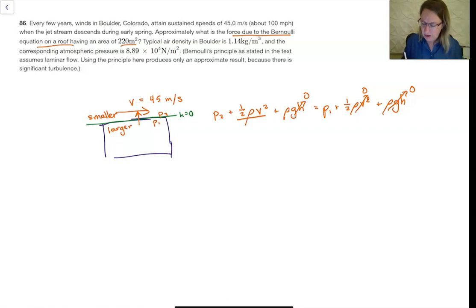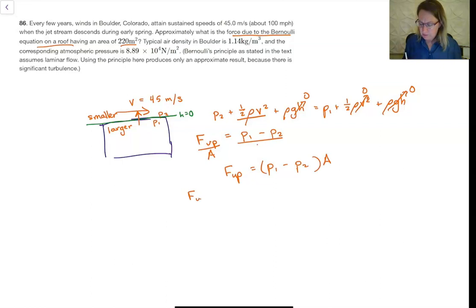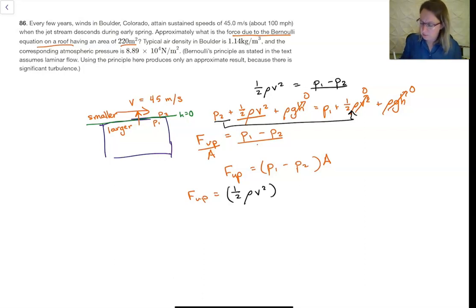And so the force up would be the difference in these two pressures, pressure 1 minus pressure 2, the force up over area being this pressure difference. So force up is equal to pressure 1 minus pressure 2 times the area, which we can get from solving Bernoulli's equation. I'm going to do it up here. 1/2 rho v squared is equal to, subtracting from both sides, P1 minus P2. There's my pressure difference, so that's just 1/2 rho v squared times the area.